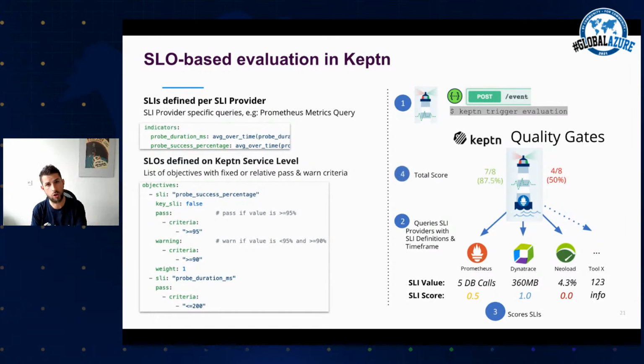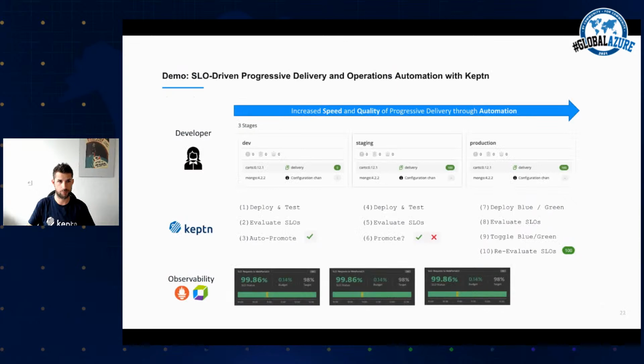And based on this total score, you can then decide if you want to move it on to the next stage or roll it back or just keep it in the stage, or you want to send out the Teams notification or whatever. But this part does the heavy lifting for you to reach out to all the different data providers and query the data and then evaluate the data for you. So I want to show you now how this actually works.